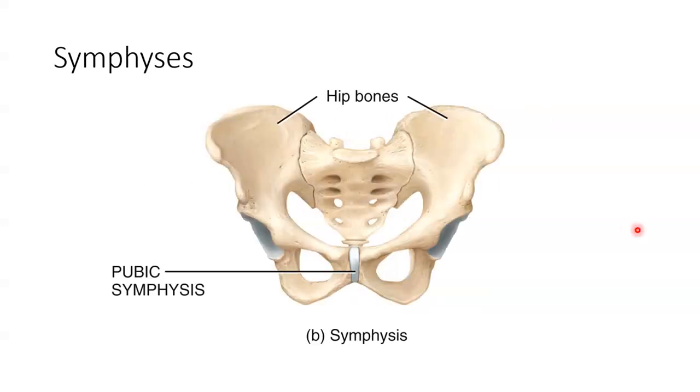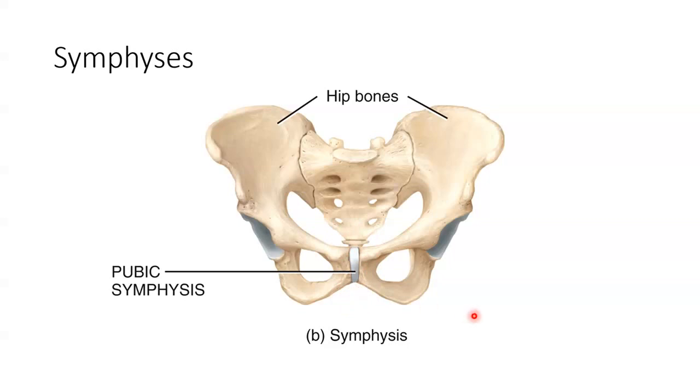Our symphyses are cartilaginous joints in which the ends of the articulating bones are covered in hyaline cartilage, but it's actually a disc of fibrocartilage which holds those bones together. And interestingly, all symphyses actually occur in the midline of the body. So for example, we have our pubic symphysis here. The two anterior parts of the pelvis are covered in hyaline cartilage, but it's this disc of fibrocartilage that actually holds those two bones together.